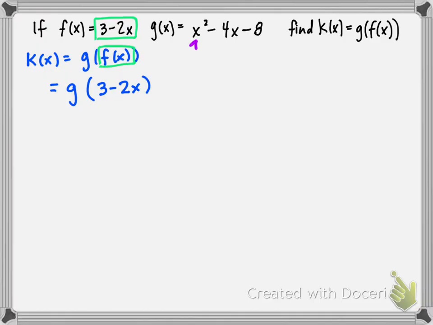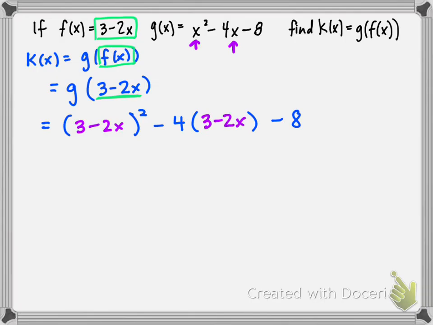Now, my g function is x squared minus 4x minus 8. So everything that has an arrow is going to get that 3 minus 2x in parentheses. So I have something squared minus 4 times something minus 8. That something, again, is this 3 minus 2x. So 3 minus 2x goes here, 3 minus 2x goes there, and then we evaluate. Now, we need to remember that we can't distribute that exponent, but instead, if we need, write it 2 times for your brain so that you remember you're going to double distribute here.